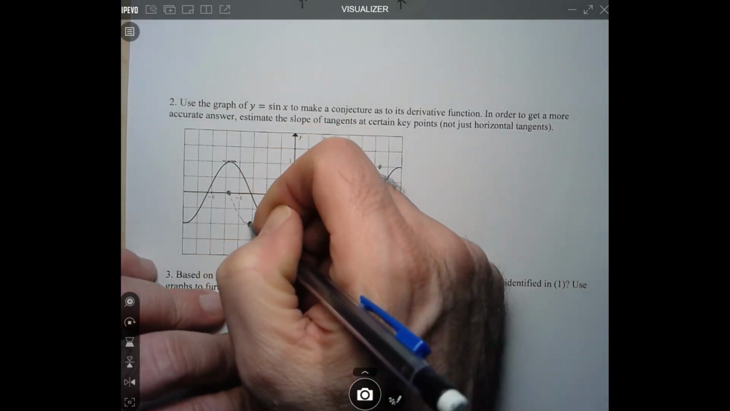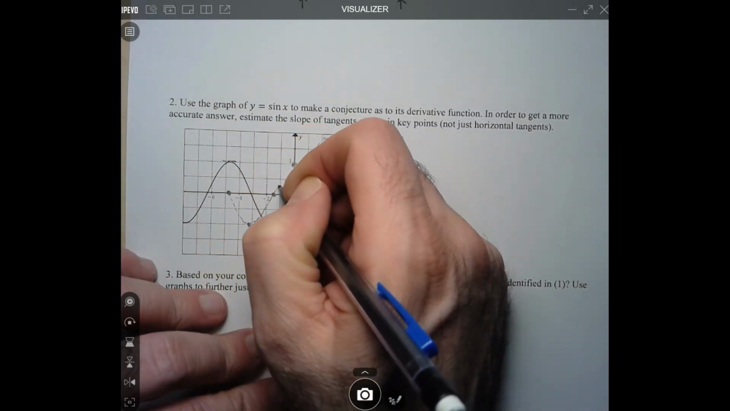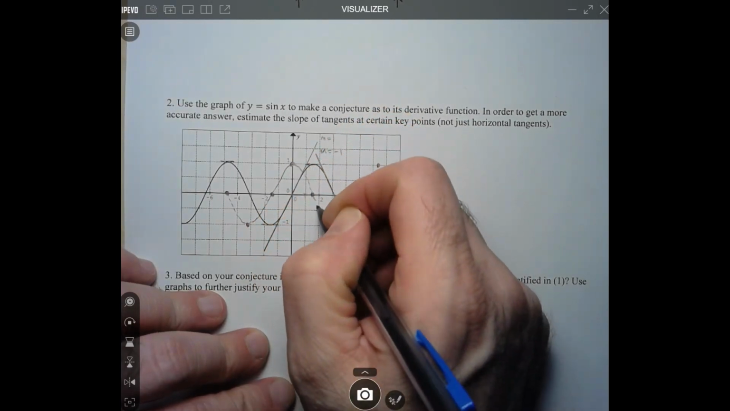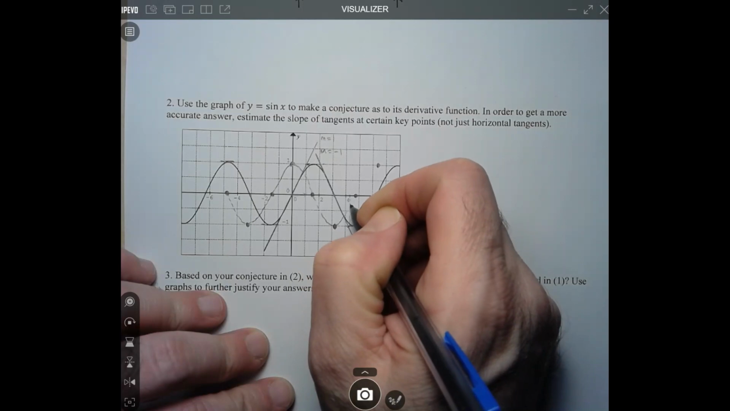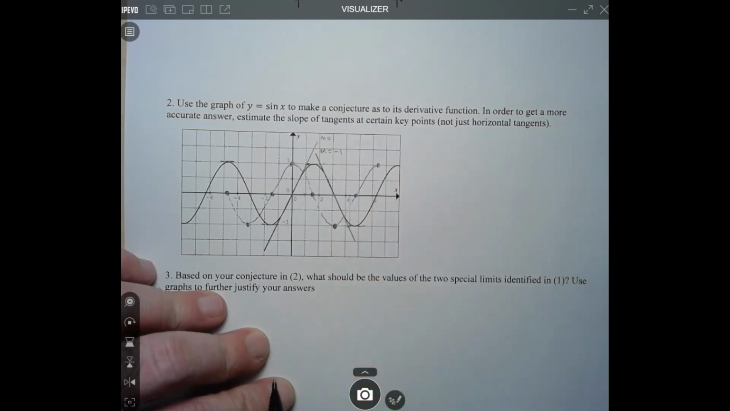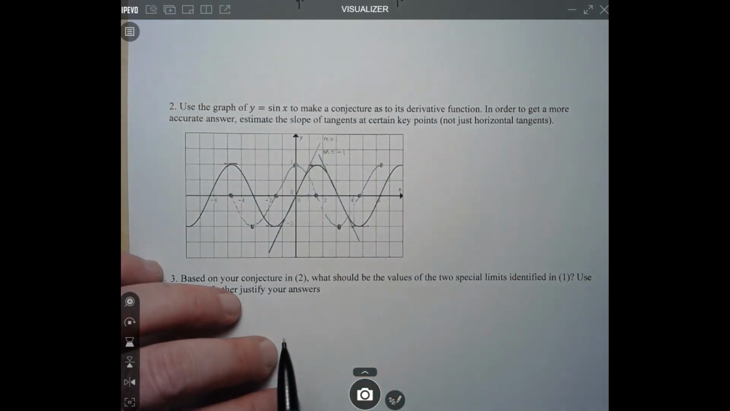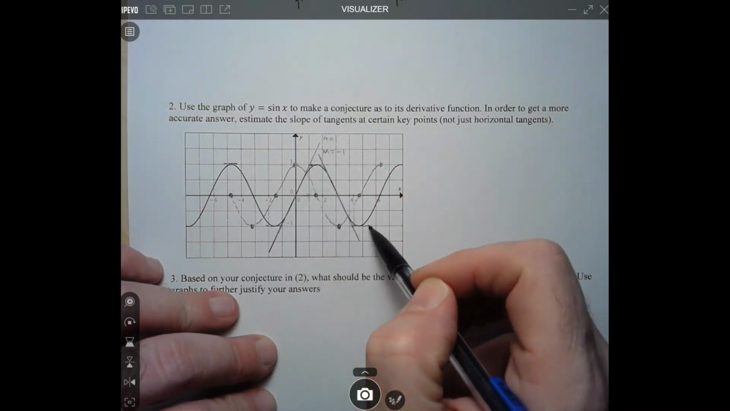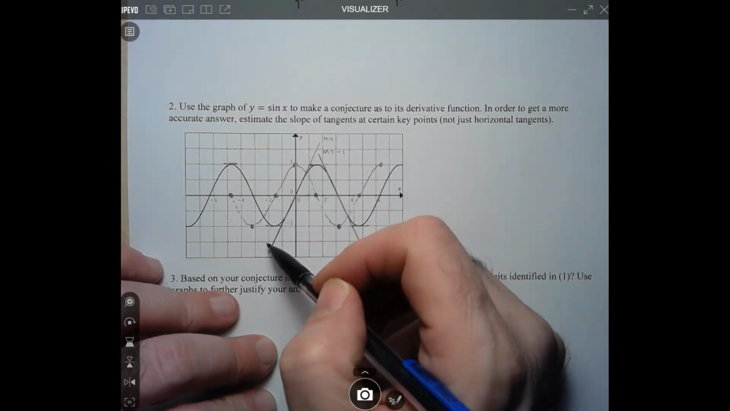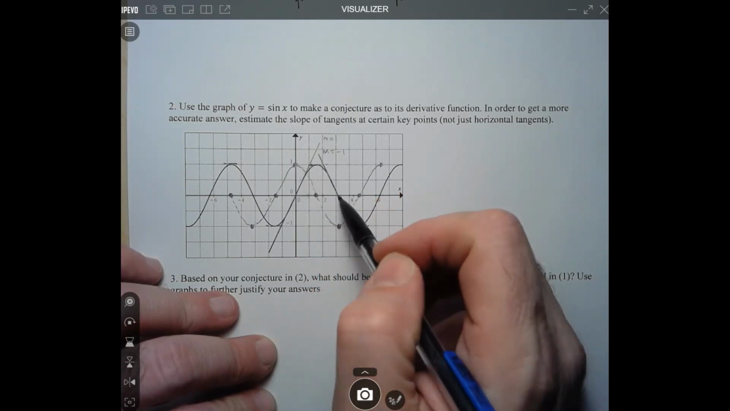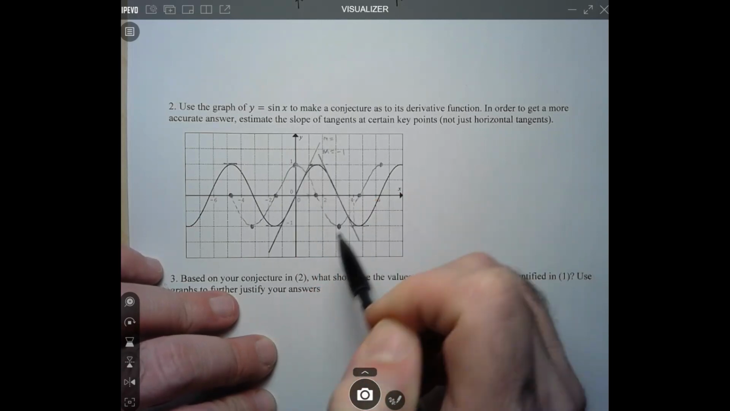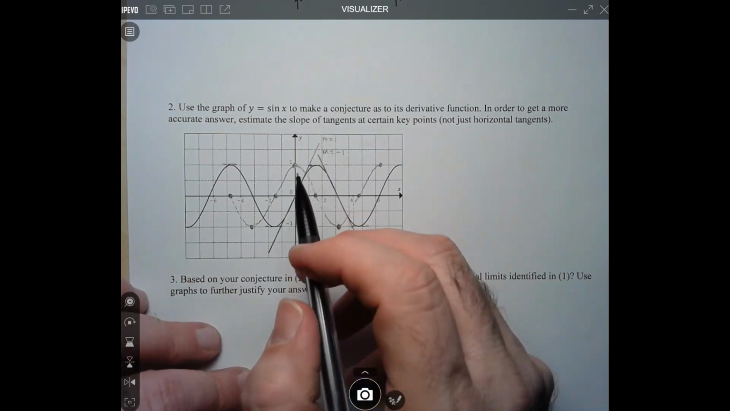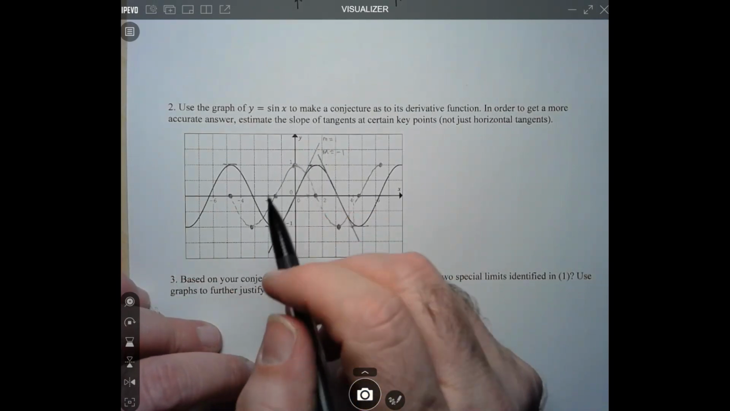Looks a lot like the cosine function. Now, I don't think we should be too shocked that the derivative of sine x would be another sinusoidal function, because if the shape of the function repeats itself, it means those slopes of tangents are going to repeat themselves every 2 pi units. But not only do they repeat themselves in a very nice way.